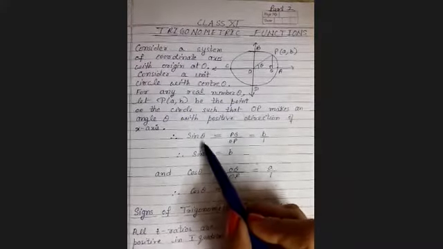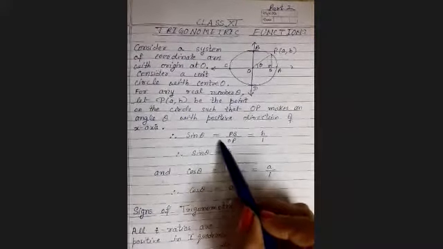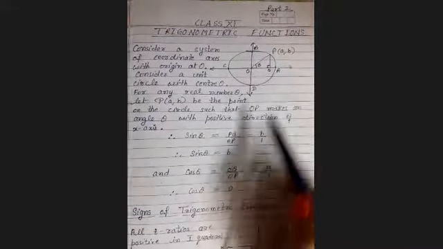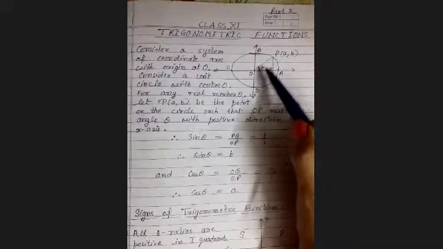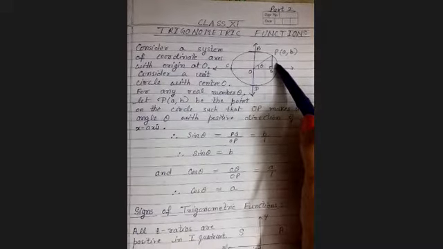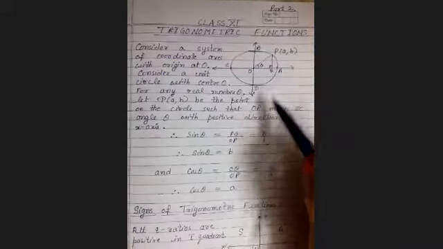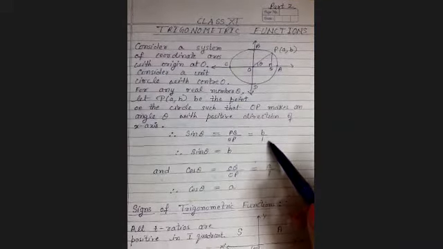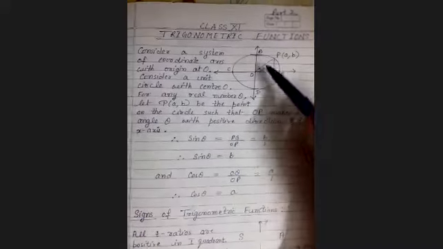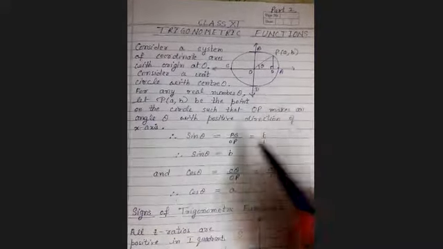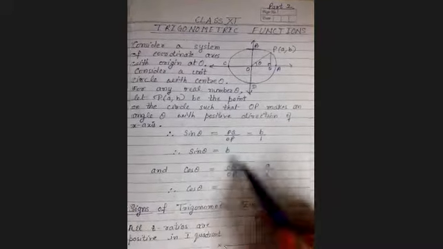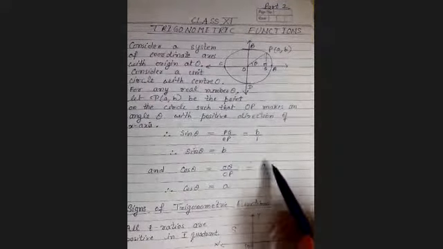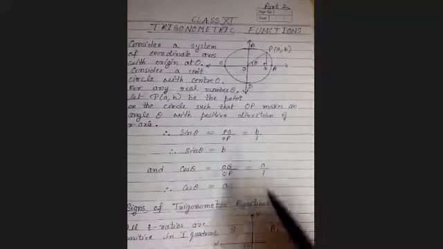Here, what I have written: sine theta is perpendicular upon hypotenuse. And what is perpendicular? Angle is theta, opposite side is PQ, which is the perpendicular, and this is the hypotenuse. That's why PQ upon OP. And PQ is B and OP is 1 because we have chosen radius 1. That's why sine theta is B. Similarly, cos theta is base upon hypotenuse. Base is OQ, which is A, and OP is 1. That's why cos theta is A.